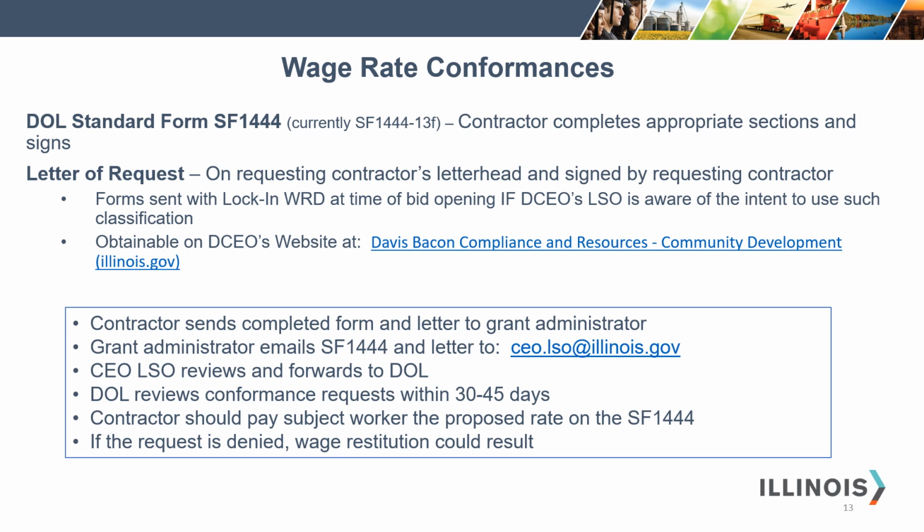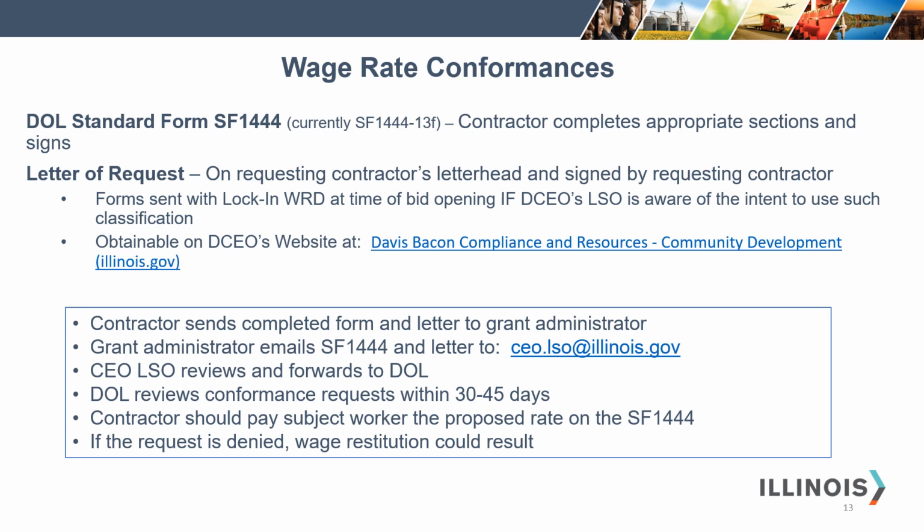1444 and a letter of request on contractor's letterhead signed by the requesting contractor. These forms are sent with the lock-in wage rate determination at the time of bid opening if I am aware of the intent to use a classification that is not contained in the wage rate determination, or you can obtain these forms on DCEO's website.